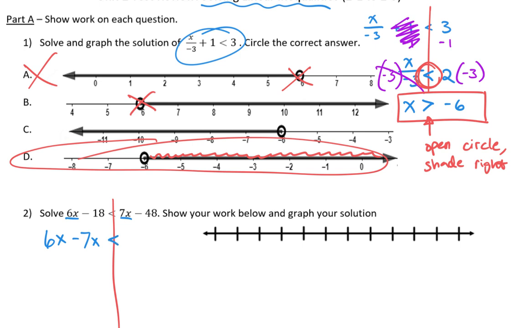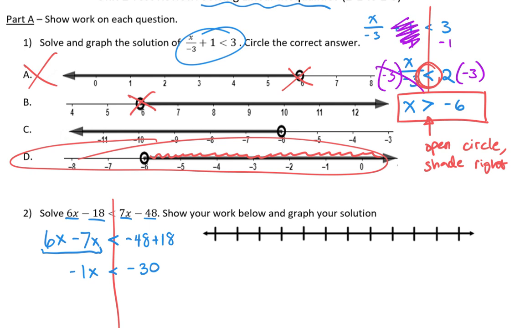All right, I have a less than symbol between there. And I want all my constants on the right. I already have a -48 on the right. Now I want that 18 to go to the right as well. So I've got to do the opposite. I'll do +18. So now all my x's are on the left and all my constants are on the right. I do have to do a little bit of math here. 6x minus 7x is -1x. -48 plus 18 I think is -30.